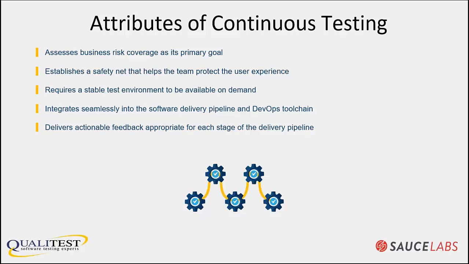Continuous testing integrates seamlessly into the software development pipeline and the DevOps delivery chain. There again, it's kind of the underpinning of the whole chain. And it delivers actionable feedback that's appropriate for each stage. These are the automatic feedback alerts. And that's a really critical thing, because if we don't have the feedback automated, then we don't have the true value of continuous testing.